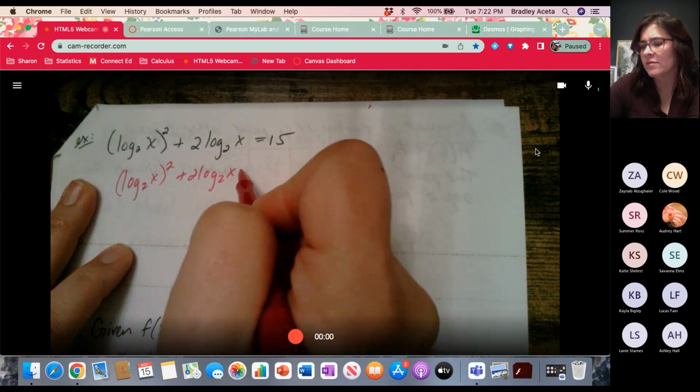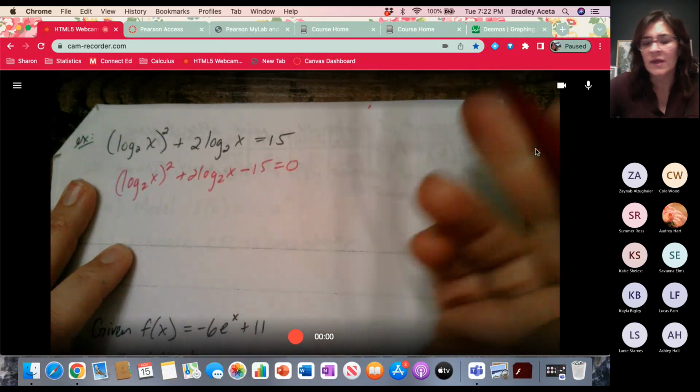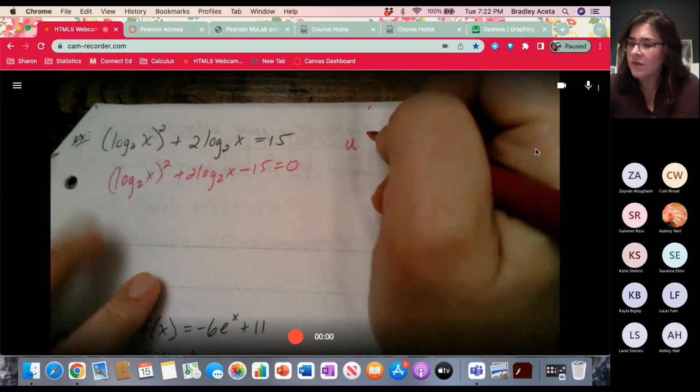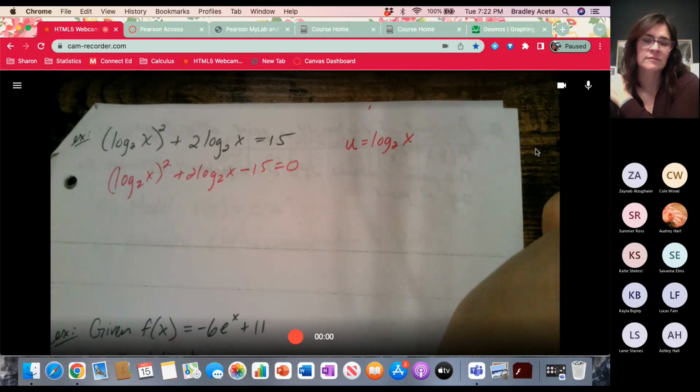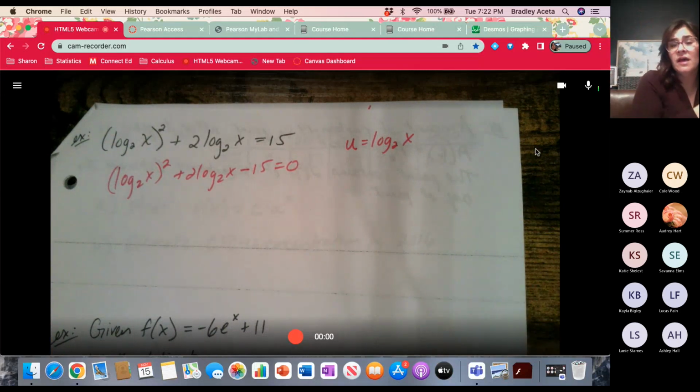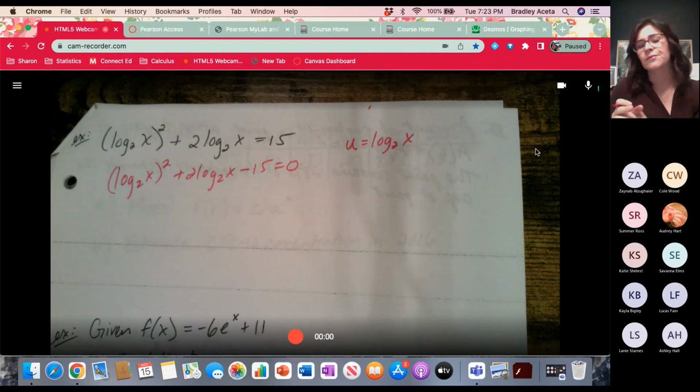Log base 2 of x minus 15 equals 0. This time we're going to let u be log base 2 of x. Last time we let it be e to the x, and the other time we let it be 2 to the x. Again, you could do this whole u trick for a lot of things. When you have multiple things, multiple logs or e's, you can do it like this.